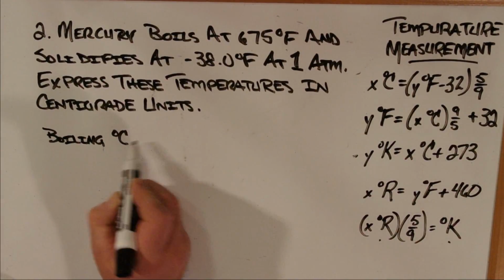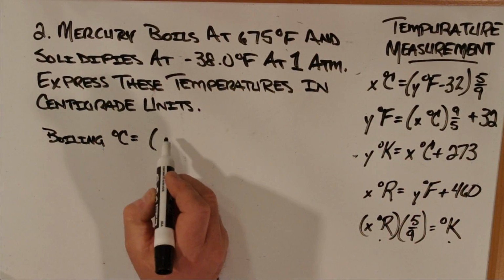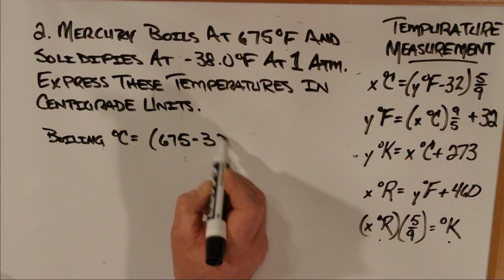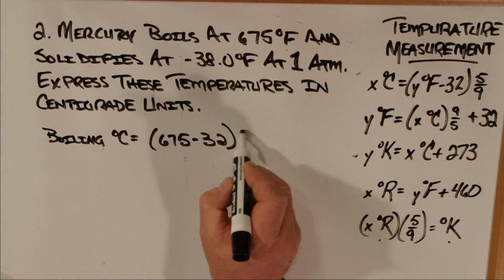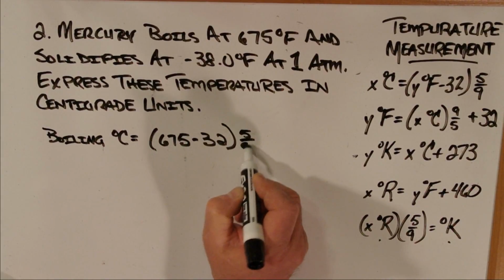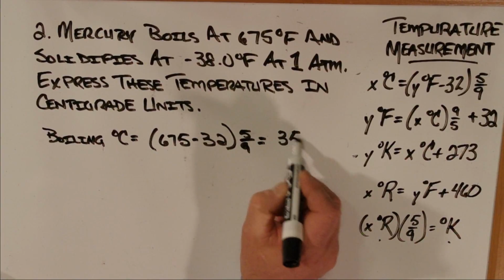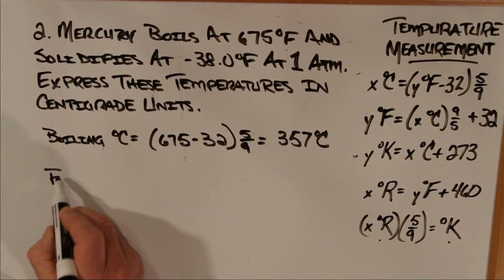So the boiling point of mercury in degrees C will be 675 degrees Fahrenheit minus 32. We'll take that answer and multiply that by 5 over 9. When we do the arithmetic, we come up with a numerical value of the boiling point of mercury in degrees C as 357 degrees C.